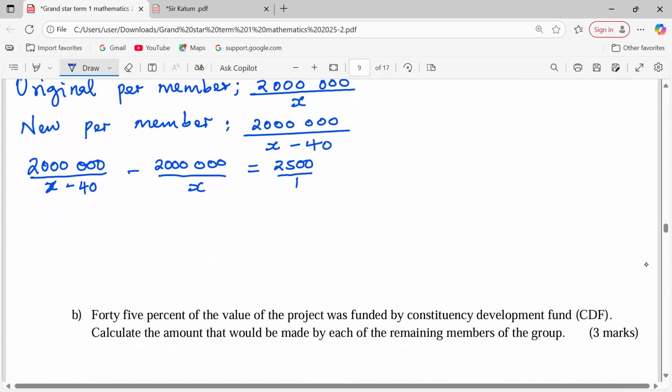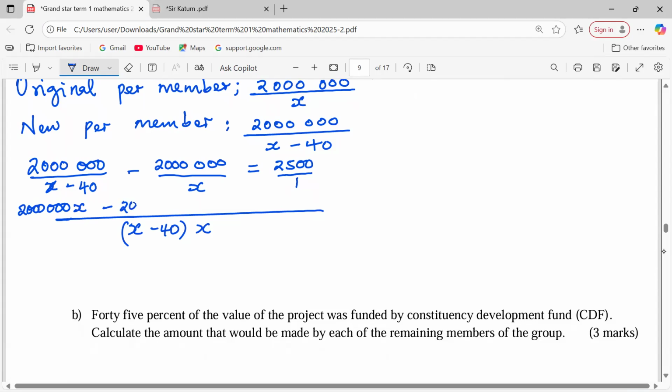Let's find X. We can first start with the LCM in this case. I'm treating it like any fraction. X minus 40 into X times 1, which is just X. So LCM divided by the first denominator, we remain with X. So 2 million X minus, we divide again, LCM divided by the second denominator, which is X. So we remain with X minus 40.